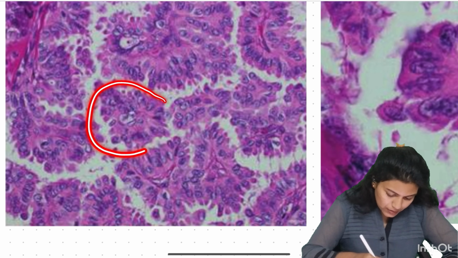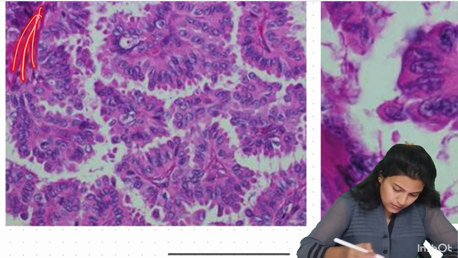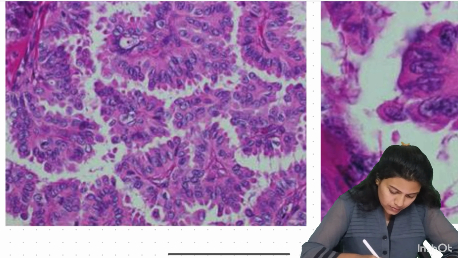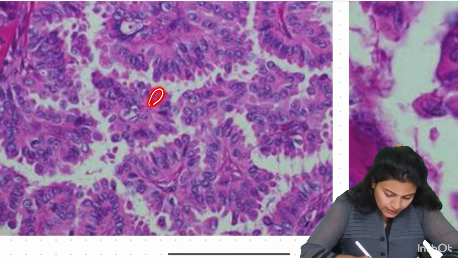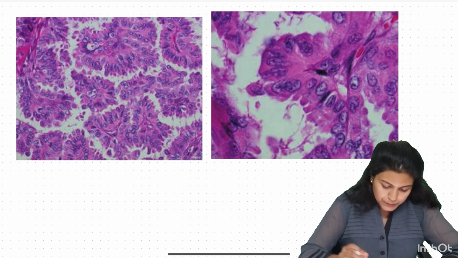So here, these are the micropapillary clusters. Here, the larger papillae show the fibrovascular core, but the typical micropapillae do not show the fibrovascular core. The cells have this apical snouting with nucleus located apically.